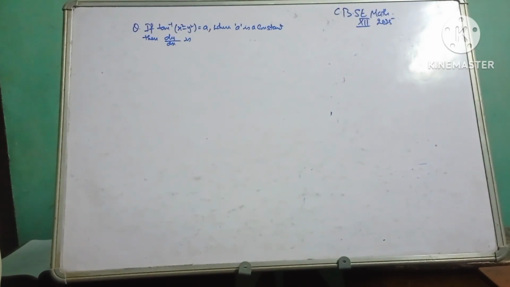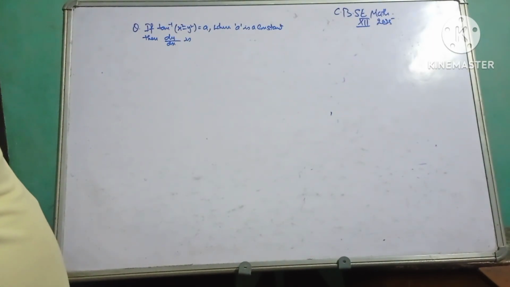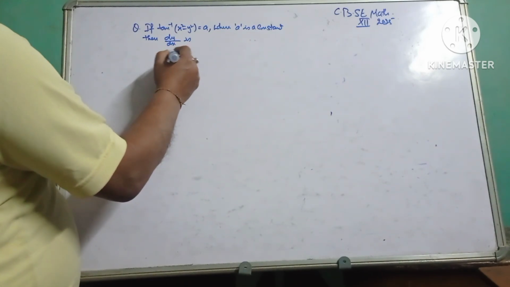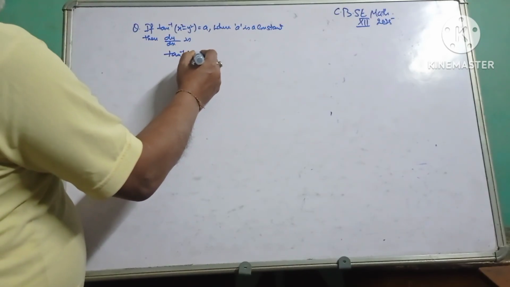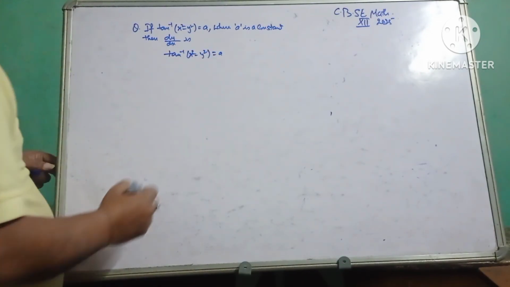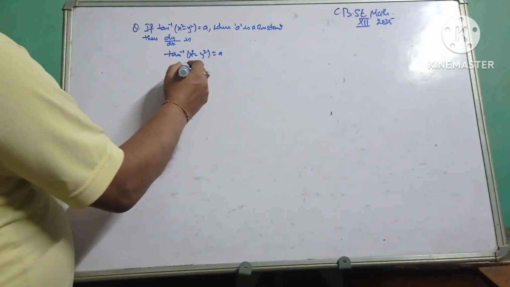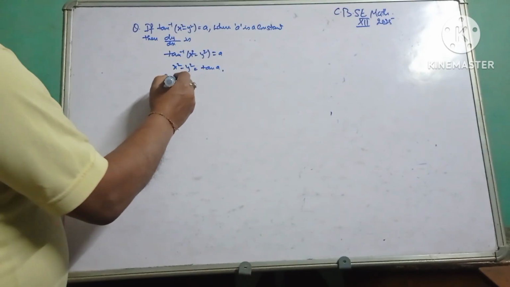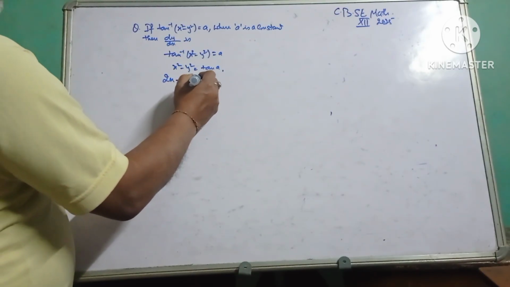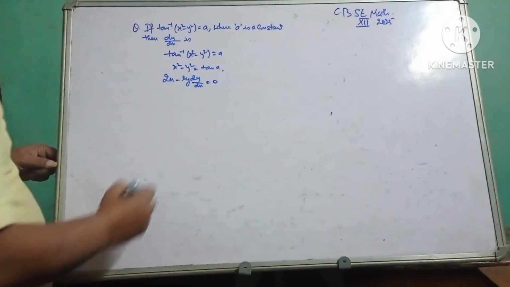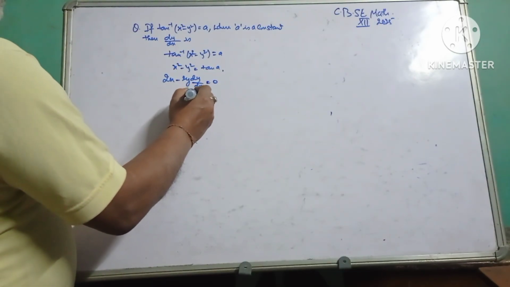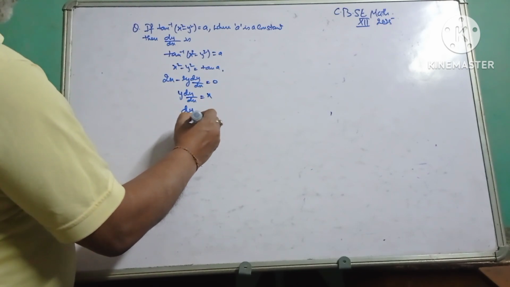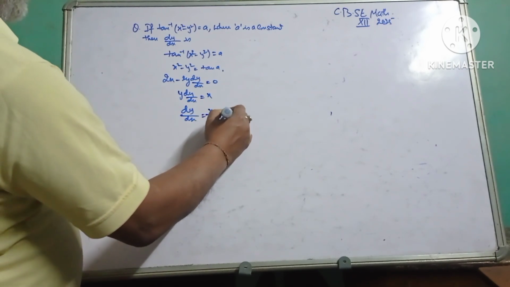Now my next question is tan inverse of x square minus y square is equal to a, where a is a constant. You have to find dy by dx. It is very easy. So where a is a constant, x square minus y square is equal to tan a. So you differentiate it, 2x minus 2y dy by dx is equal to 0. So y dy by dx is equal to x. So your dy by dx will be x by y. So this is your answer.